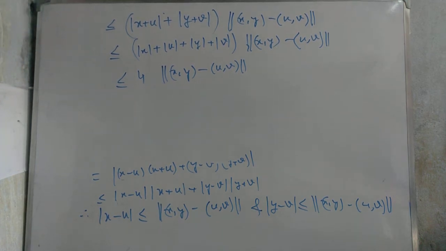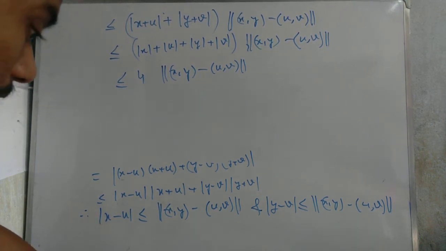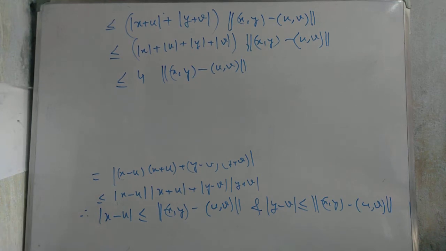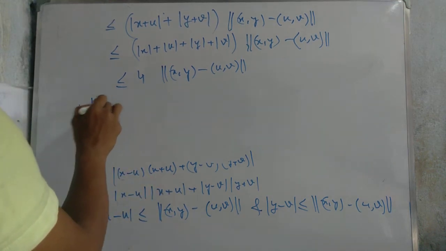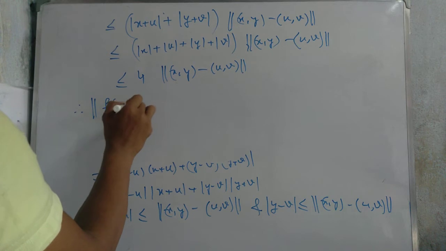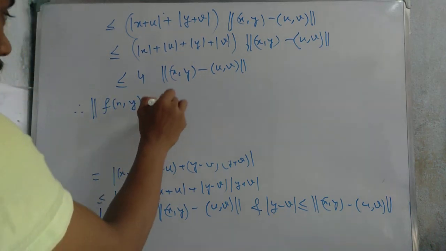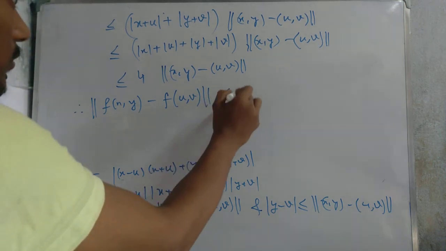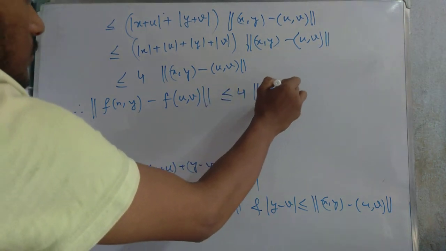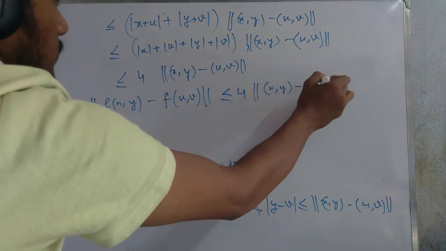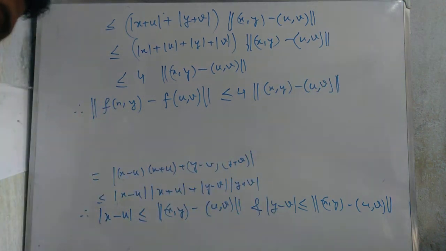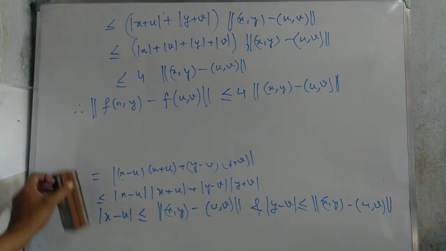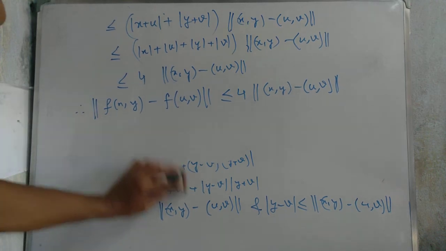Now what we obtain here: norm of f(x, y) difference f(u, v) is less than or equal to 4 times norm of (x, y) difference (u, v). Okay, so we do this one.